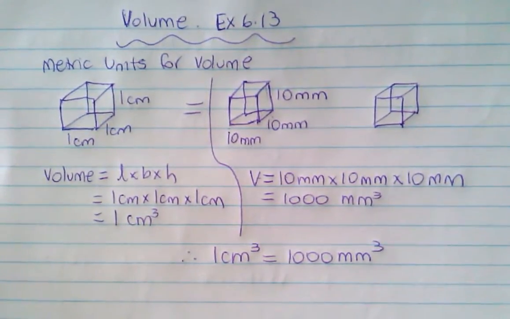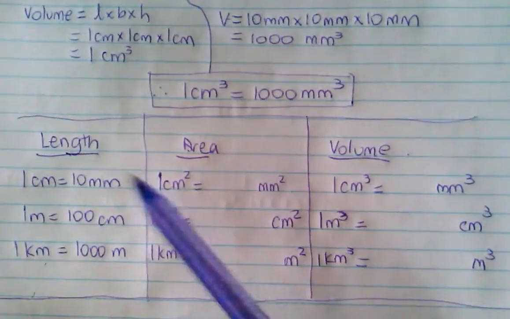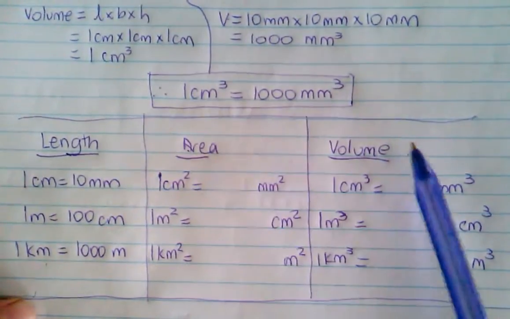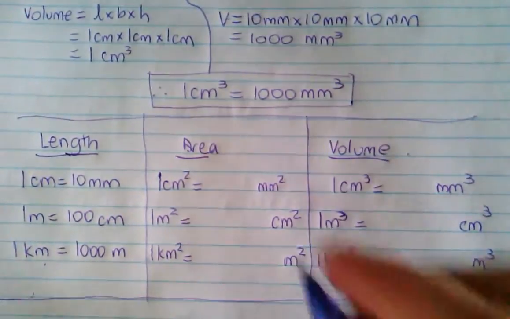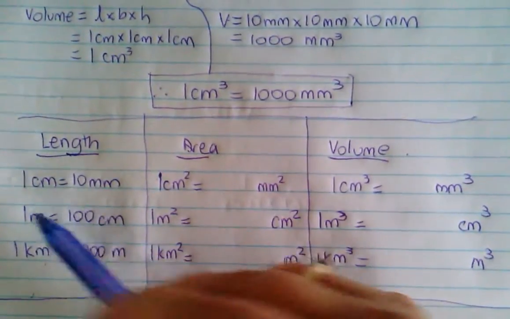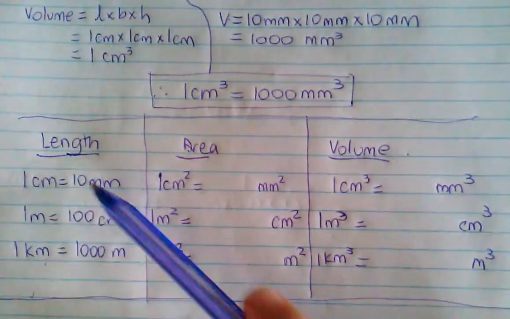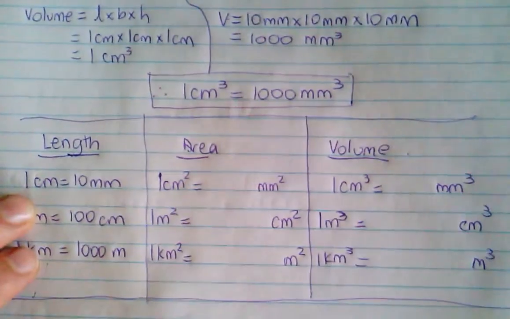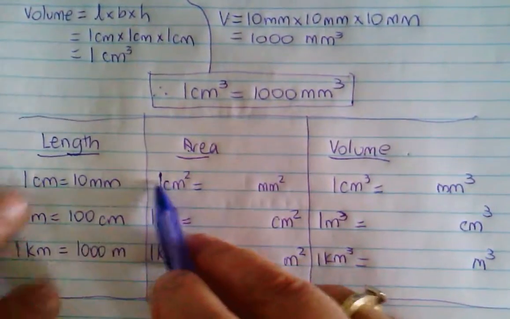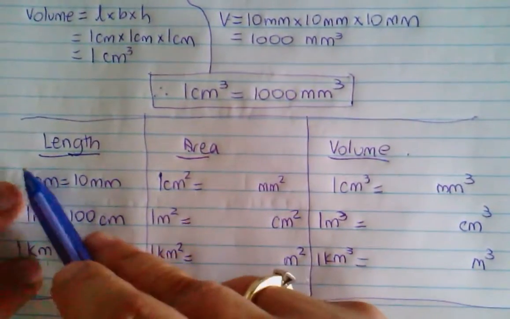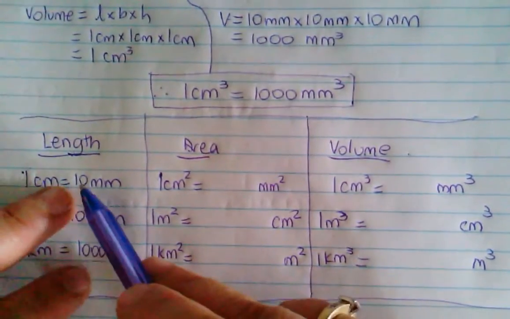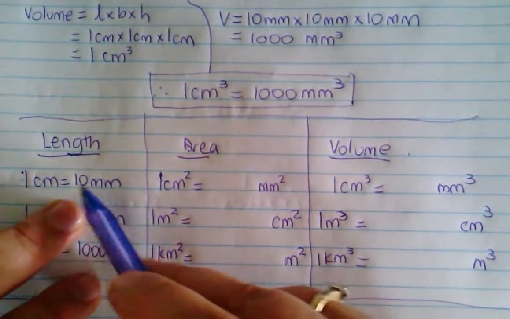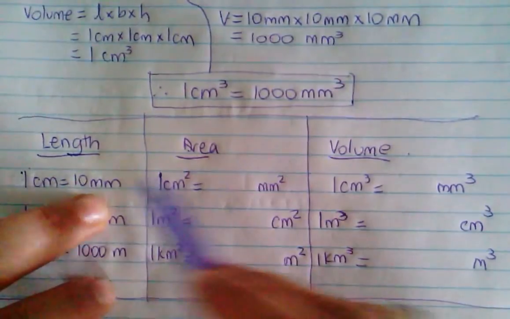Now, I don't learn them like that. What I've got here is a little table showing you length units, area units, volume units. Because we know that length, they're just normal units, linear units. 1 centimetre is 10 millimetres. Area, 1 centimetre squared, you're squaring that. 1 centimetre times 1 centimetre, you're squaring this as well. So if you do 10, we've got millimetres squared.